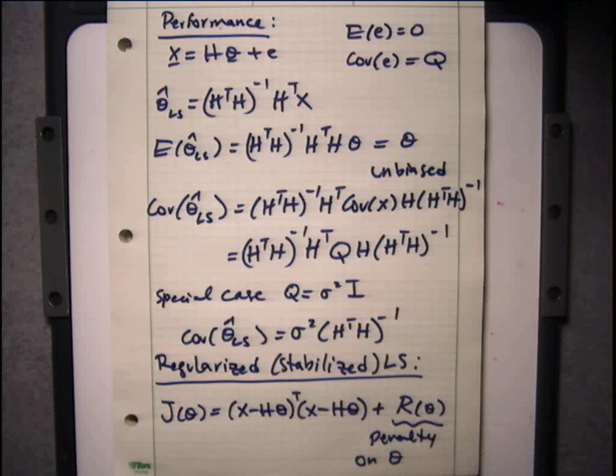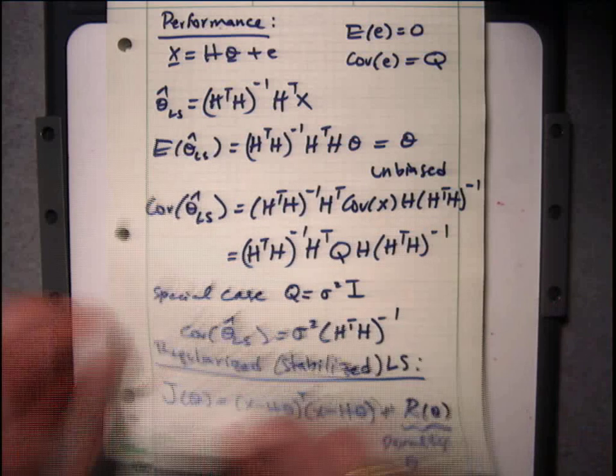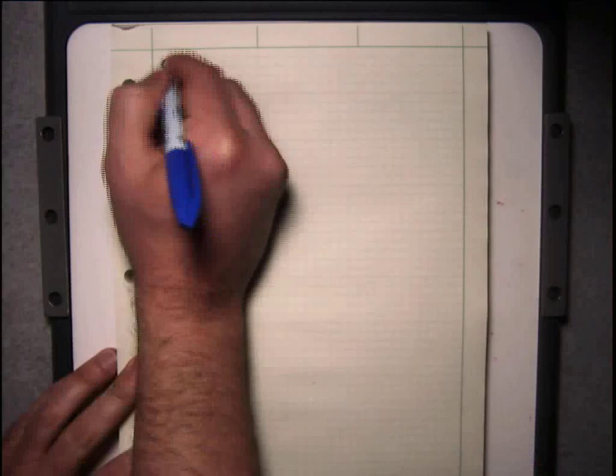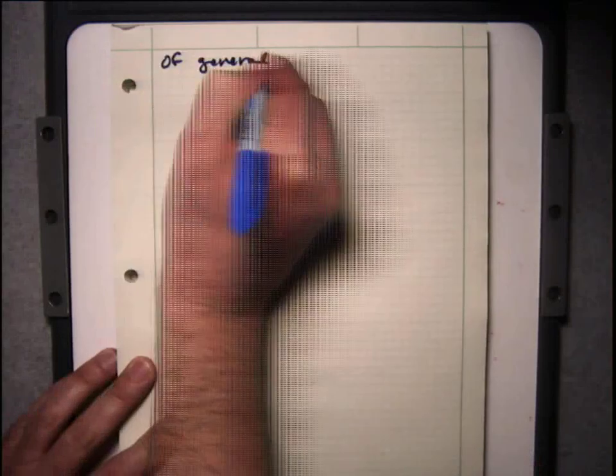Okay? Each one of them, it turns out, has an interpretation as a kind of maximum a posteriori solution. But this is a very general formulation that doesn't require any probabilistic thinking. It just says, look, just penalize theta so that you limit the range of thetas that you can get. So a few examples. This is of general interest.